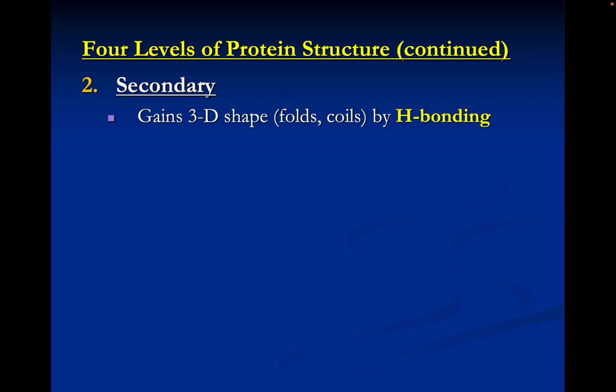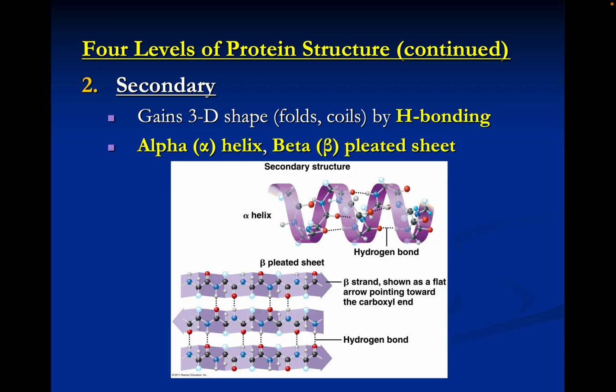All right, the secondary level is when the protein begins to gain its 3D shape. It has folds and coils caused by hydrogen bonding between those side chain groups. We have alpha helix, where the protein twists itself into a helix like this. And we also have something called a beta pleated sheet, which kind of looks like when you're a kid and you fold up a sheet of paper to make a fan. That same kind of structure. Alpha helix, beta pleated sheet. These are secondary structure elements.